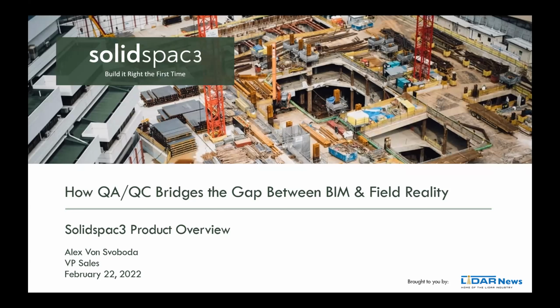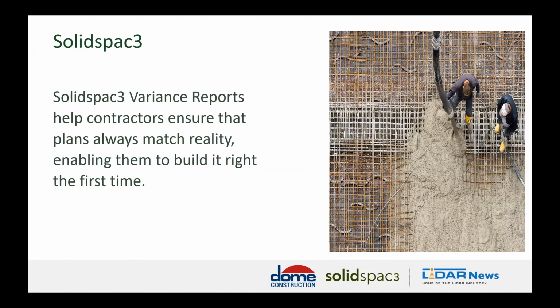So that is a big thing that is new that we want to expose everybody here on this call to. So what is Solidspace? Solidspace is a construction technology software company that produces variance reports primarily. That's what we do. And the variance reports help contractors ensure that plans match reality, enabling them to build it right the first time. So we do this by identifying mistakes during construction in a timely fashion to ensure what is built matches the design intent.